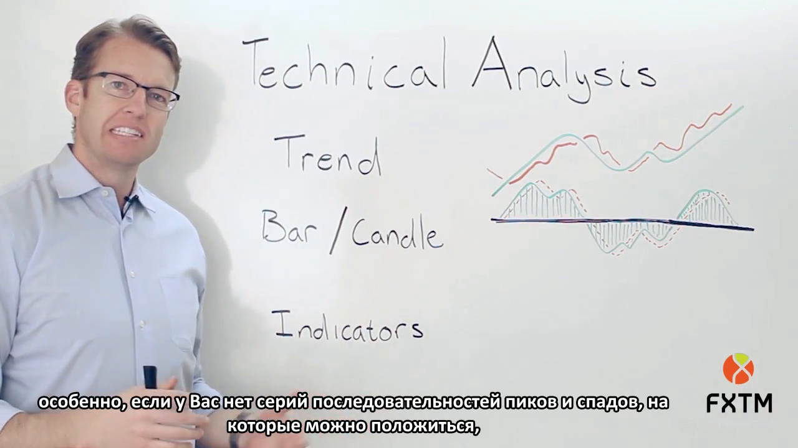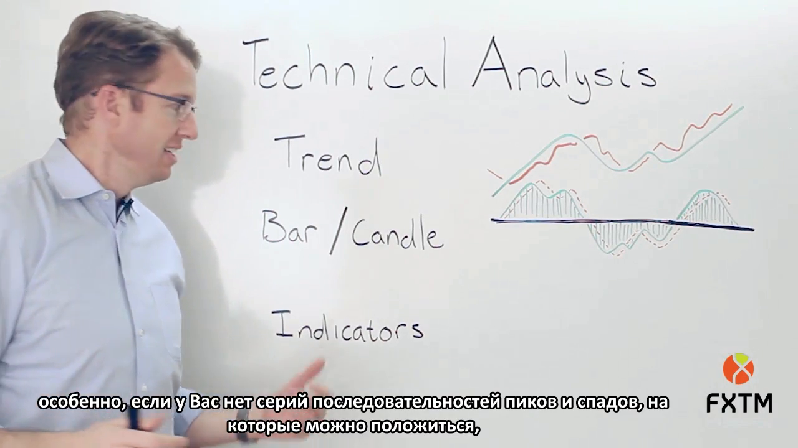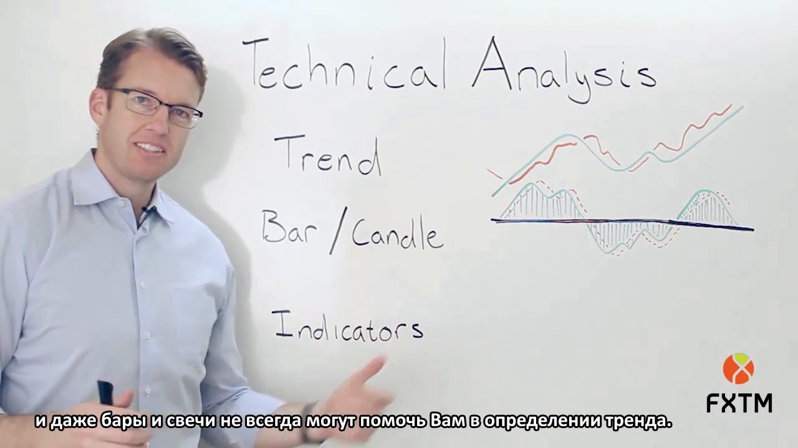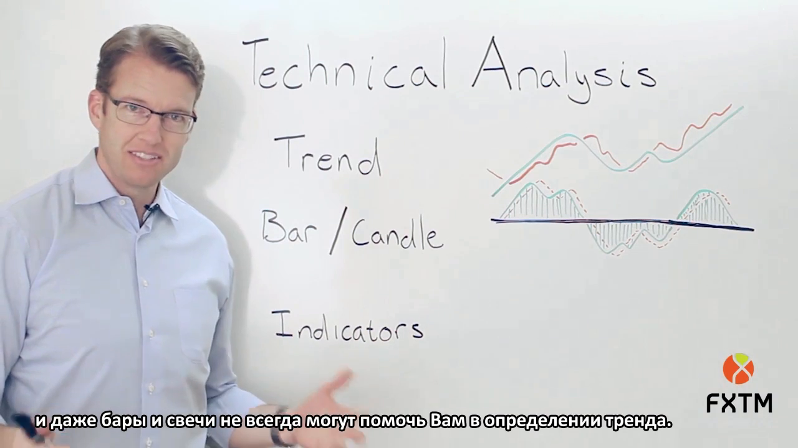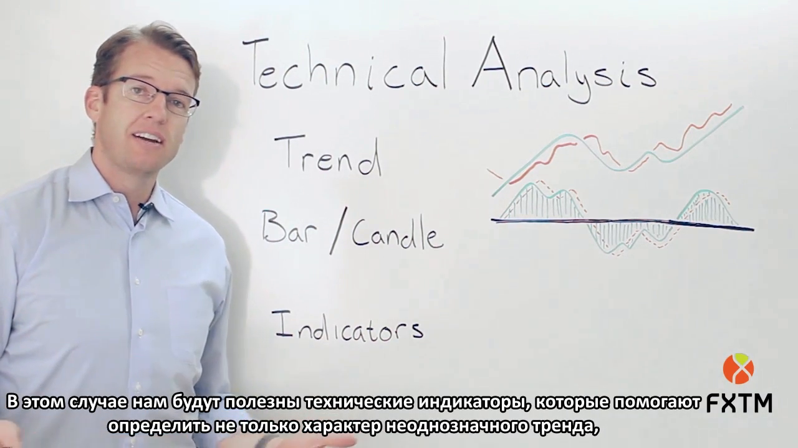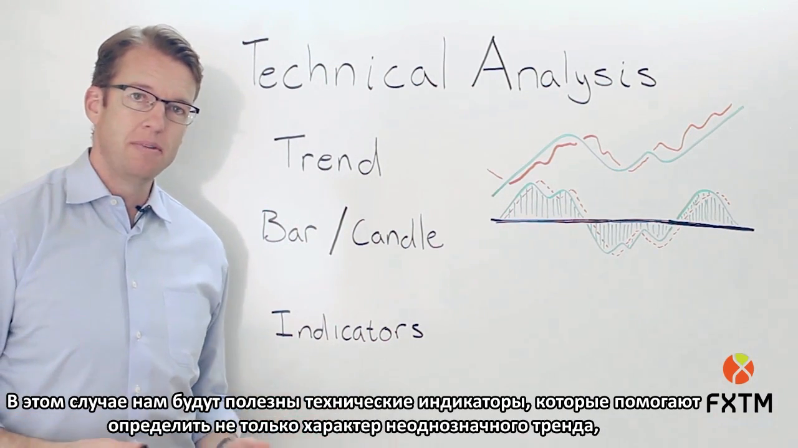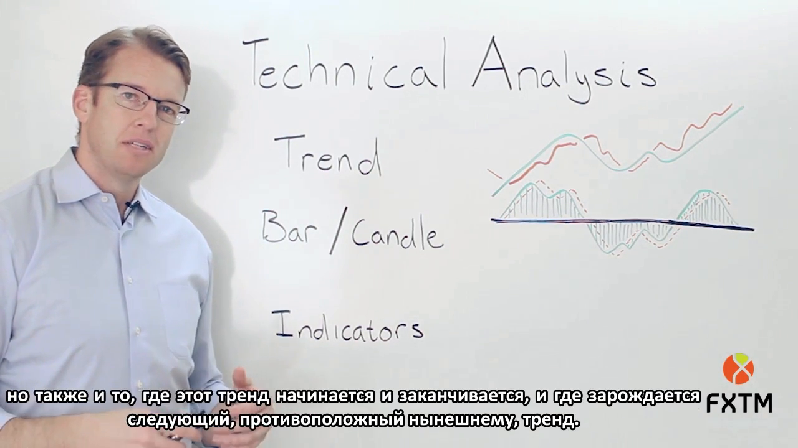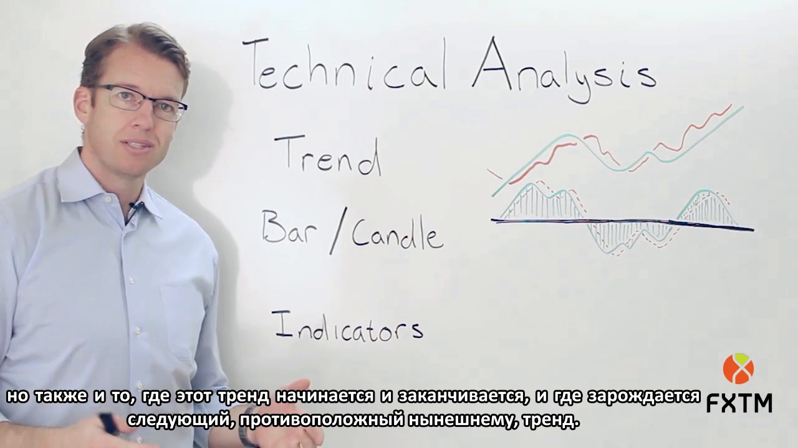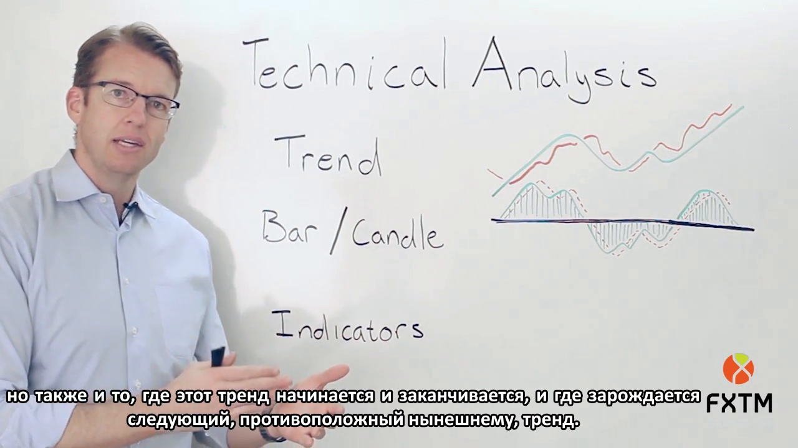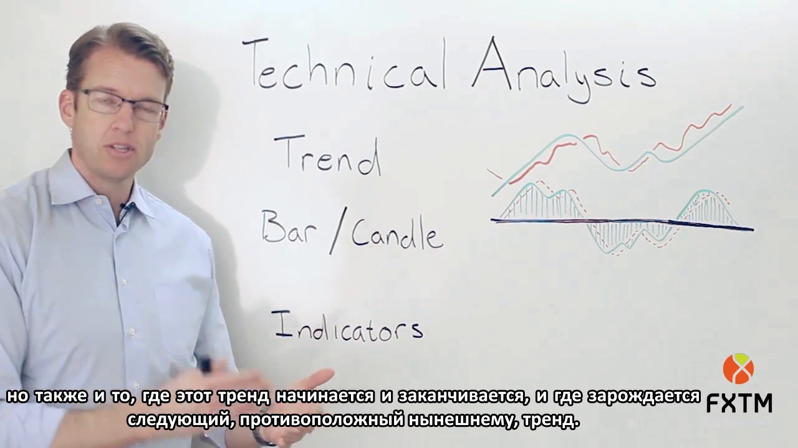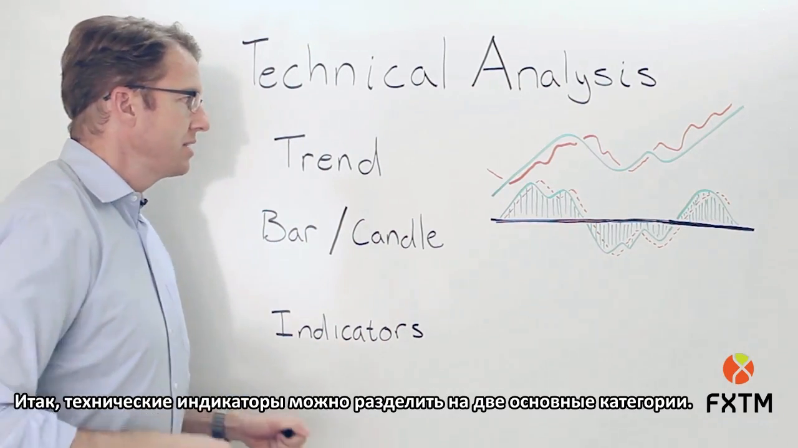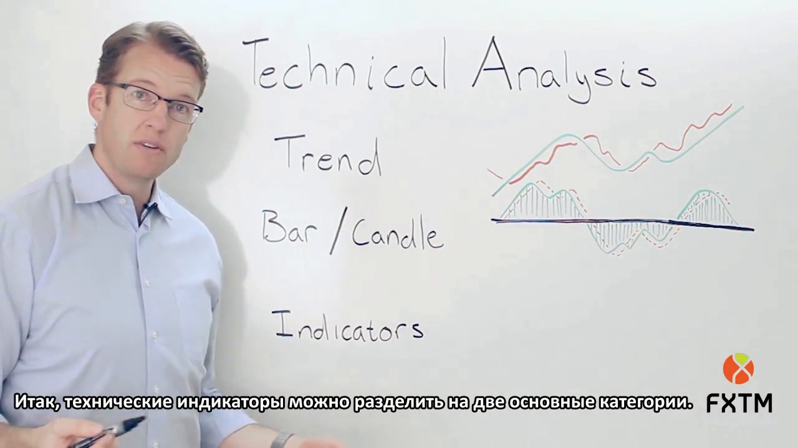especially when you don't have an even series of highs and lows to rely on, and not even bars or candlesticks can necessarily help us to answer that question. But technical indicators can actually do a really good job of not only helping us to identify what the trend is when it's a lot more ambiguous, but also to build rules around to decide when we're drawing a line in the sand as to when a bullish trend ends or a bearish trend begins and so forth. Now, technical indicators tend to fall into basically two different categories.